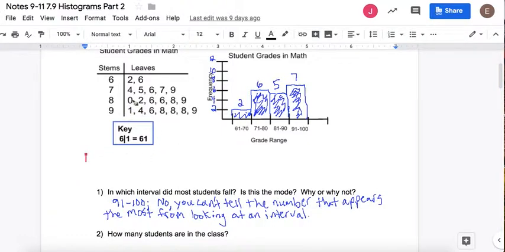Now you can tell what the mode is by looking at the stem and leaf plot. So we could look at the stem and leaf plot and find that it's 98. But the interval that the most students fall is 91 to 100, and that is not considered the mode.